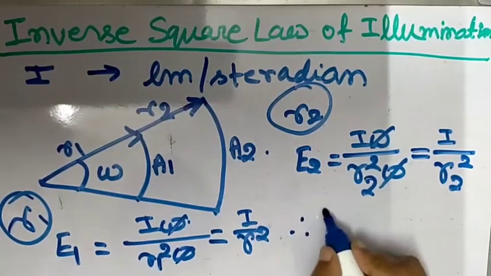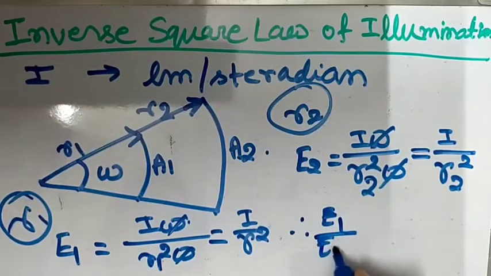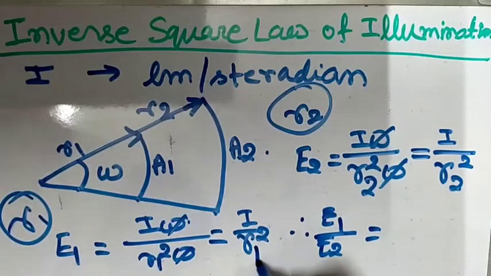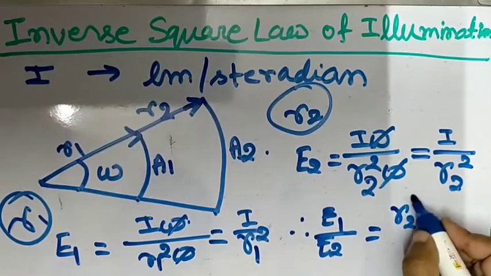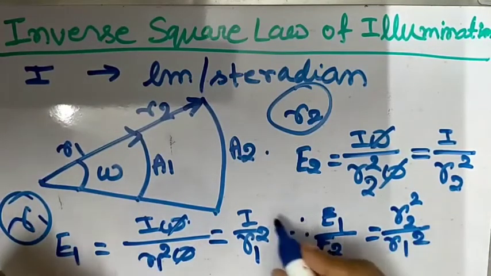So we can write E1 by E2 is equal to R2 square by R1 square.